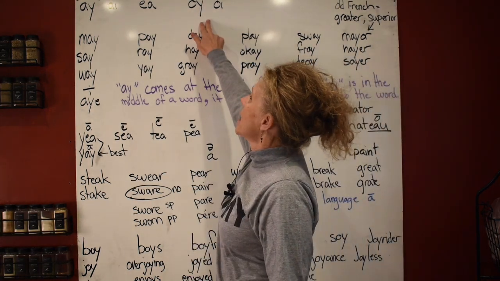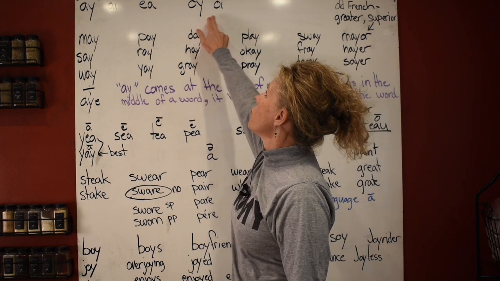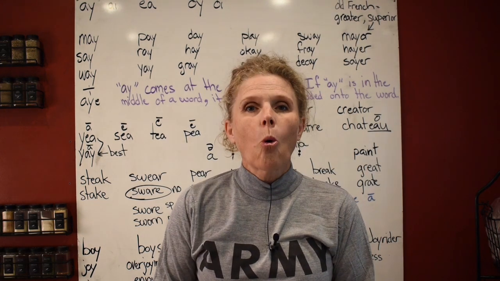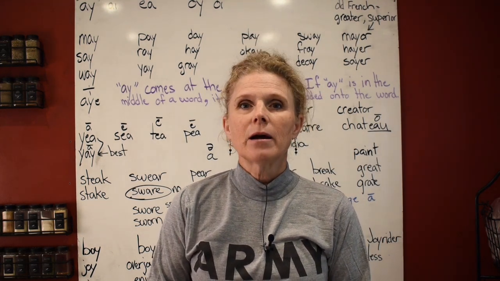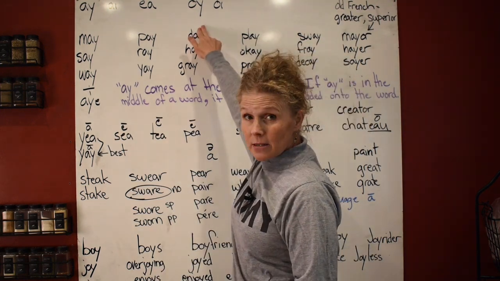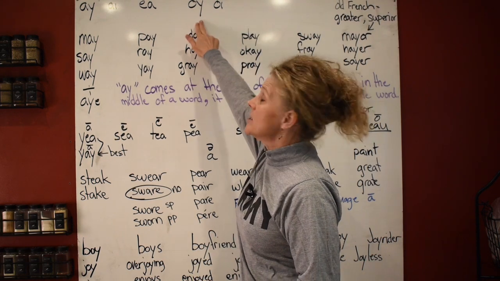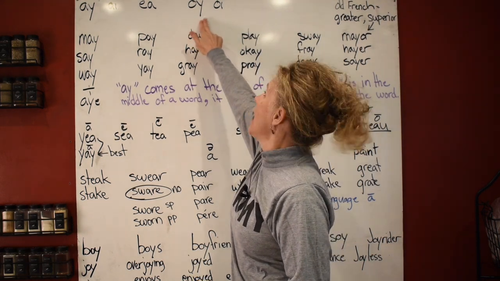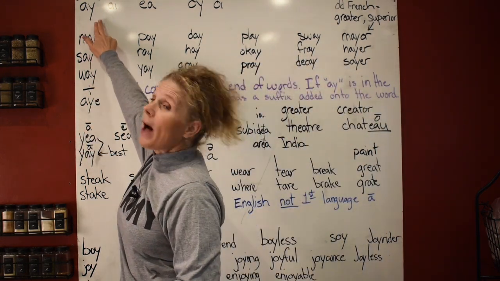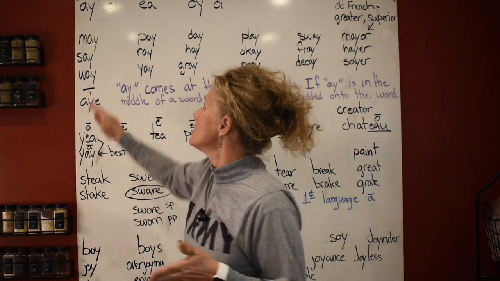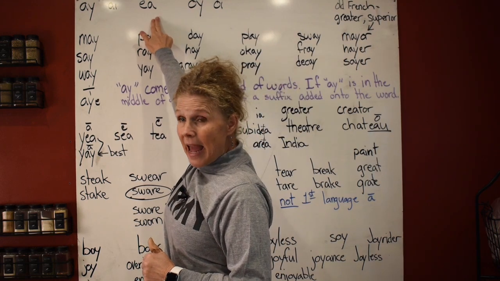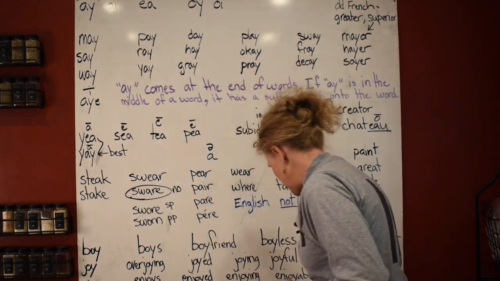We are also saying the oi sound. These right here, OY and OI, say oi. That's how you would say that sound. Now those are the only two ways that you can spell oi. This goes at the end of words and this is in the middle of words. Same with right here with the AY. AY goes at the end of words. AI, they are in the middle of words, and EA is most of the time in the middle of words.